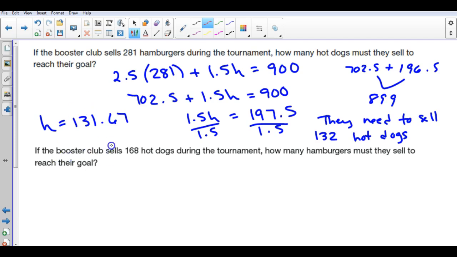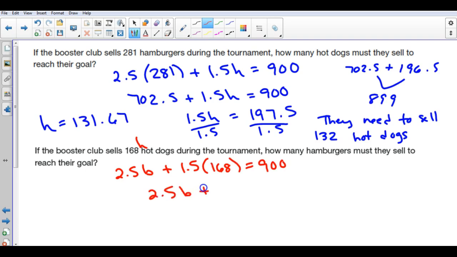Again, you can pause the video, try it yourself, and then keep going. It's going to flip-flop it again where I'm giving you the H value. So 2.5 times B plus 1.5 times 168, and that's going to equal 900. So I want to know how many hamburgers are they going to need to sell. So if they sold 168 hot dogs, that brought in $252. So they have a lot to go. So how much more money do they need to save? Let's subtract 252 on both sides and find out. So I end up with 2.5b equals 900 minus 252, which is $648 more.